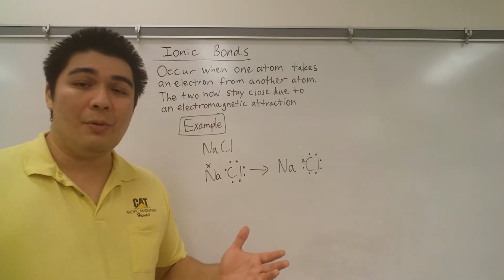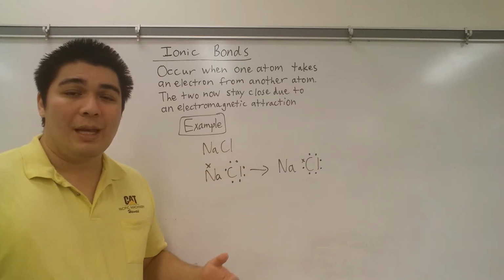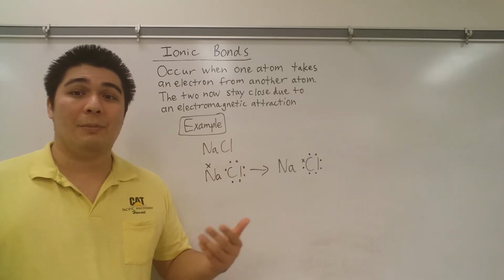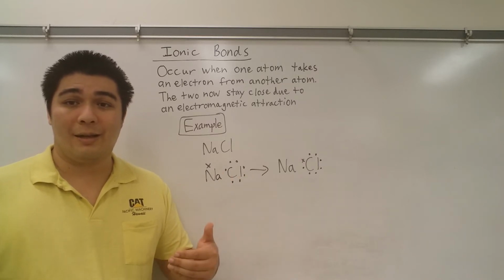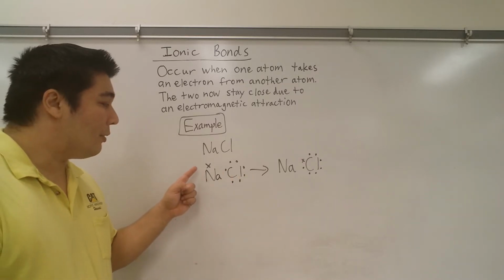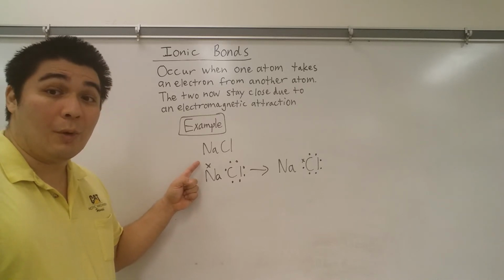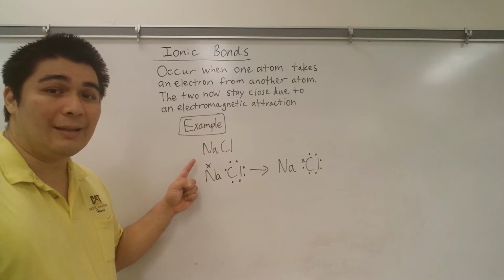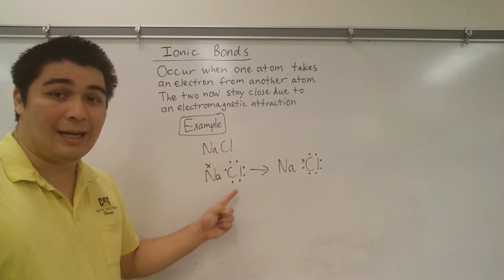So in my example, what I'm going to use is sodium chloride, or table salt. The elements that make up sodium chloride are sodium, Na, and chlorine, Cl. For this one, I wrote the sodium with its one valence electron as an X, and the chlorine valence electrons as dots.